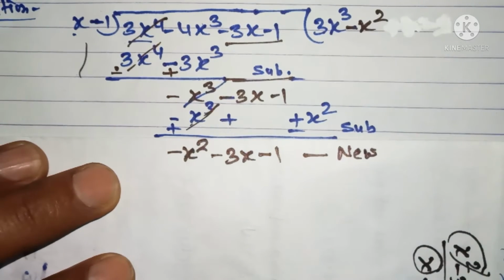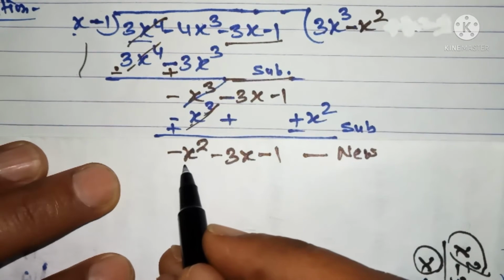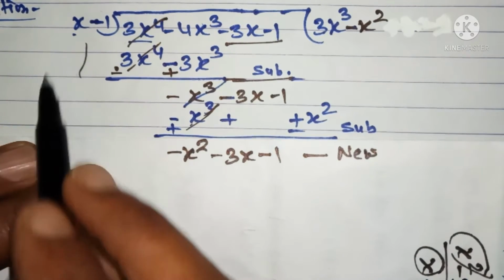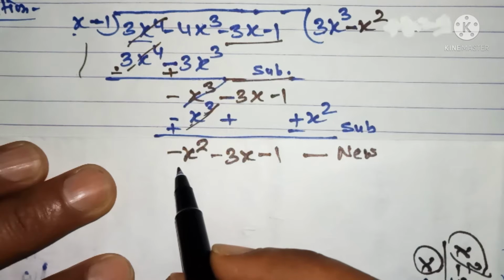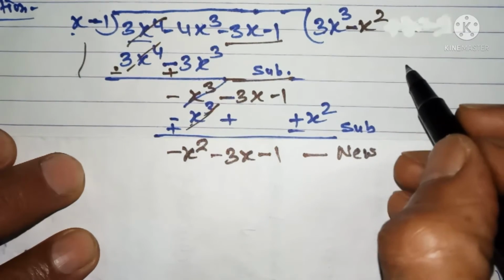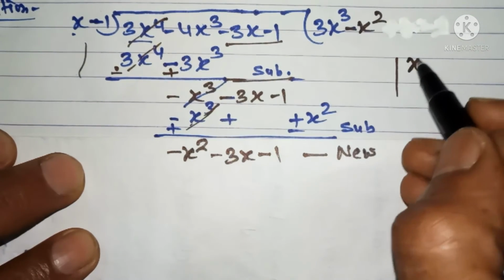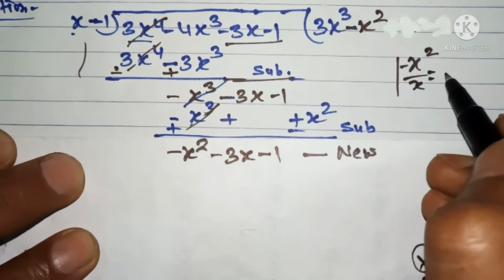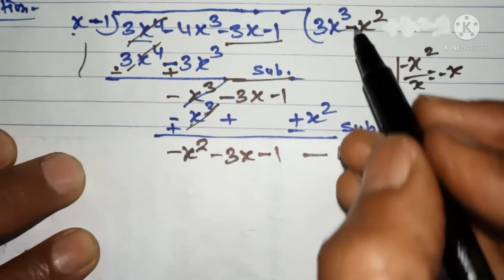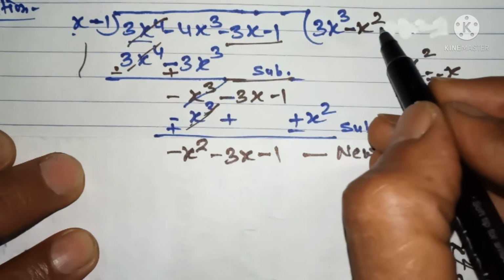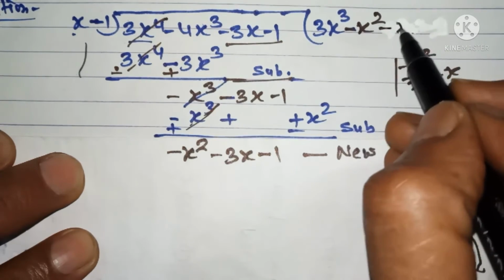We have to see the first term of the new dividend and the first term of the divisor. Here it is x in the divisor and here it is minus x square in the dividend. Then we can solve this as minus x square divided by x. It gives us minus x. Then the new term of the quotient will be minus x.